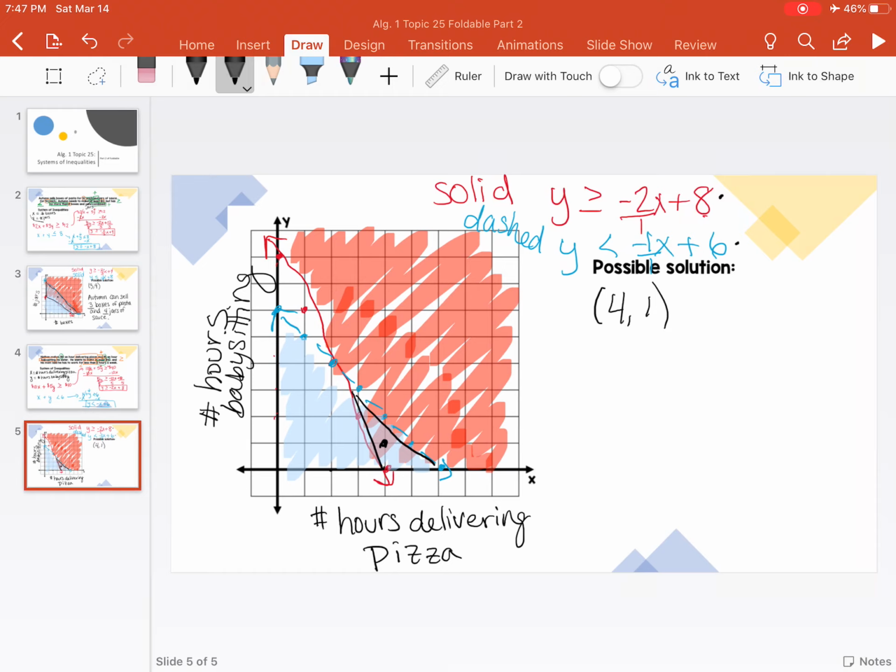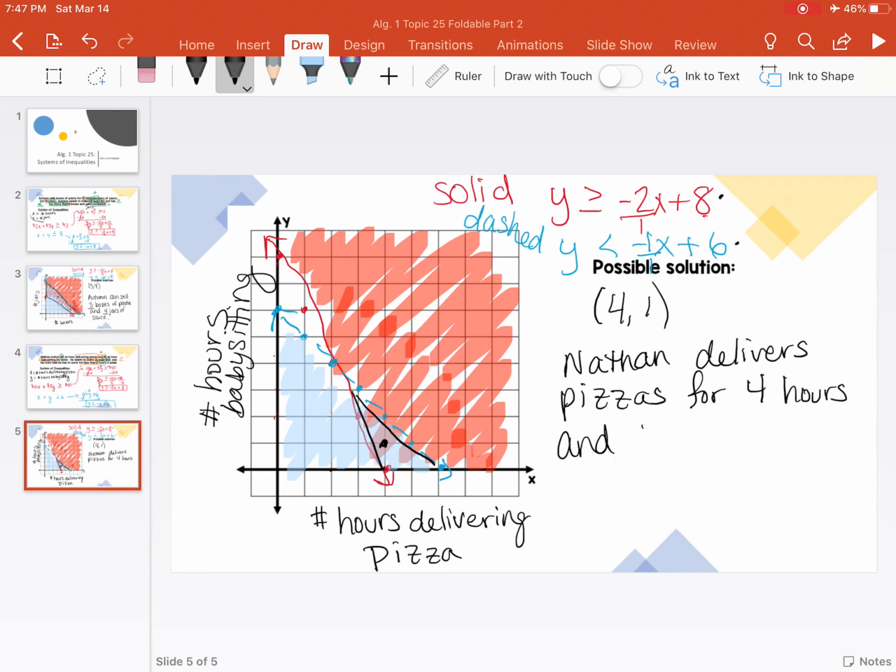And if we want to write our solution in the context of the problem, we can say Nathan delivers pizzas for 4 hours and babysits for 1 hour. And there you have it.